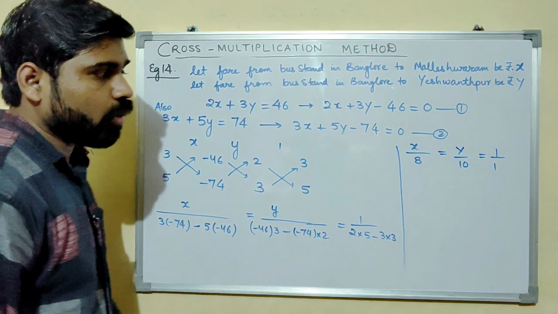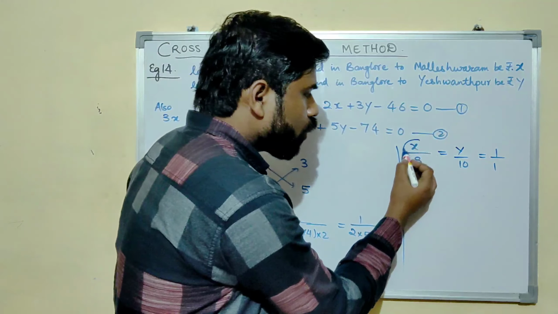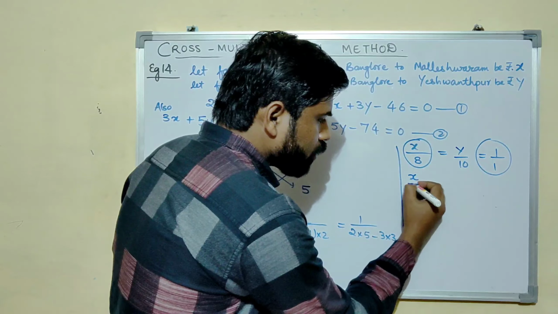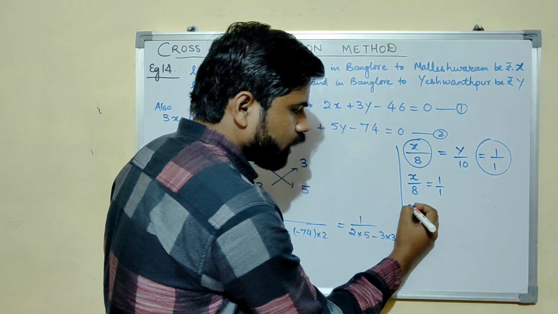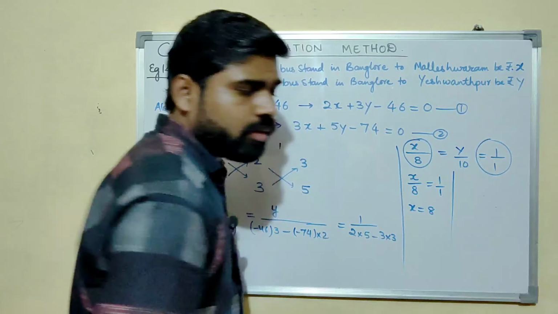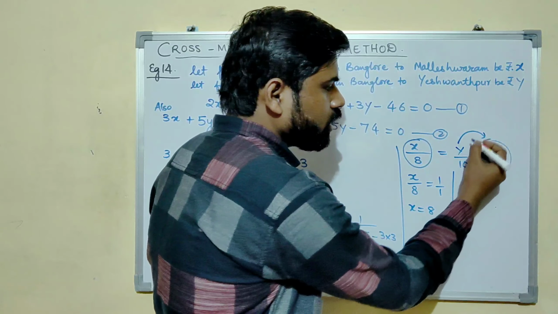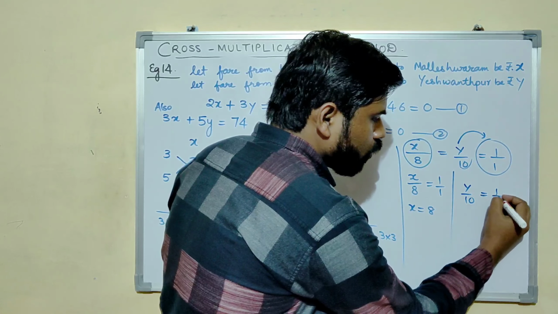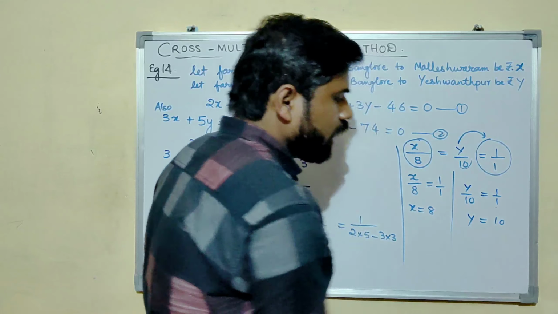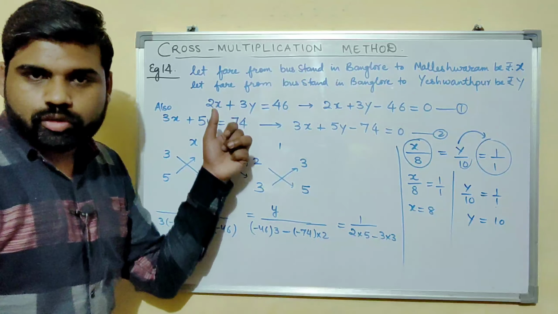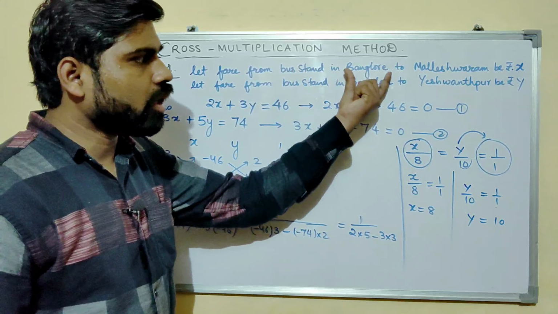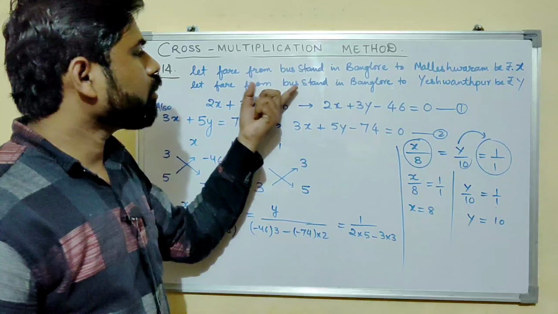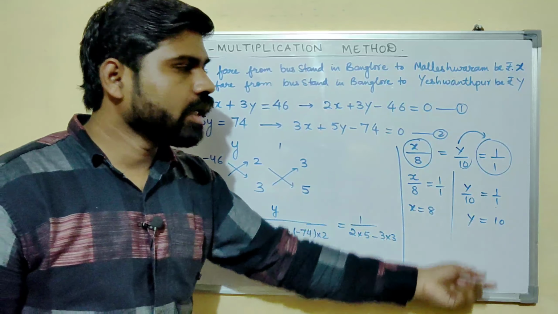Now equate this fraction with the constant one. That means x upon 8 equals 1 upon 1, so you will get x equals 8. Simple. Now equate this fraction with the third one. y upon 10 equals 1 upon 1. You will get y equals 10. That means the fare from the bus stand in Bangalore to Malleshwaram will be 8 rupees, and the fare from the bus stand in Bangalore to Yeshwantpur will be 10 rupees.